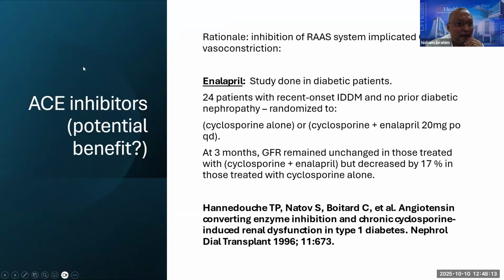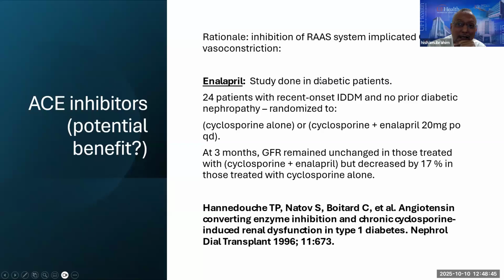Okay, and then we have ACE inhibitors. So we spoke about RAS inhibitors being implicated in CNI vasoconstriction. Also, there are studies that show that ACE inhibitors can decrease the fibrosis, the chronic fibrosis that results in the chronic phase of CNI toxicity. So this is where trials on ACE inhibitors have been attempted. So enalapril seems to show a benefit, but the studies are small, as you can see.